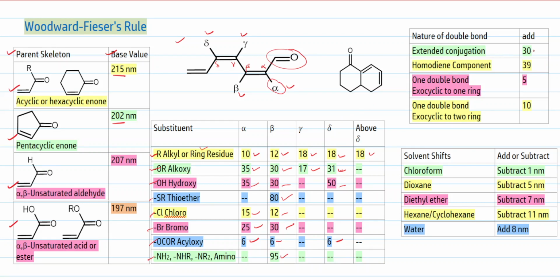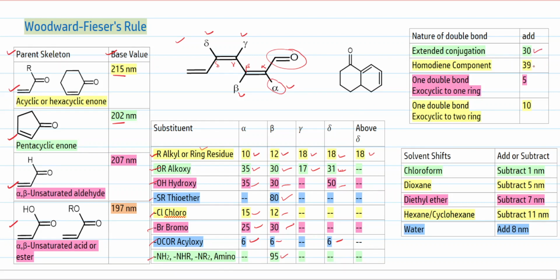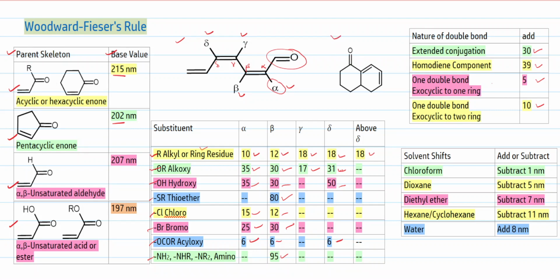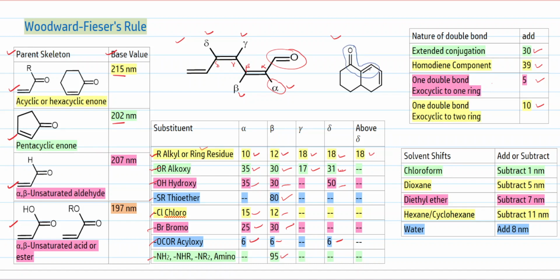For extended conjugation, 30 nanometer. For homodiene compound, 39. When an exocyclic double bond is present, for one ring, that is 5 nanometer. For two rings, it is 10 nanometer. To understand these concepts, let us consider the second structure. Here you can see the enone system. It is from this CO group to this carbon double bond carbon.